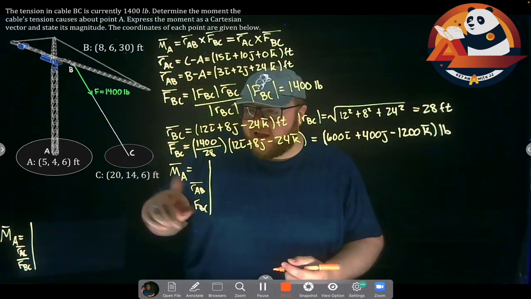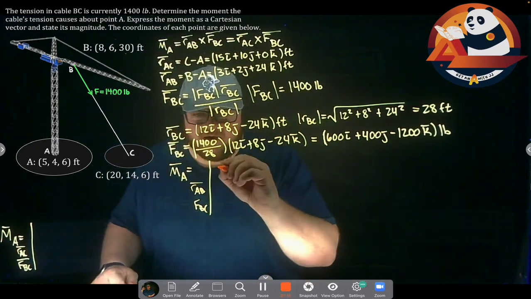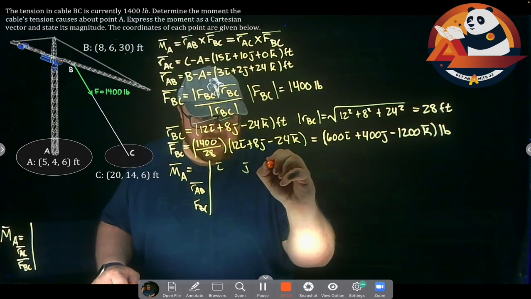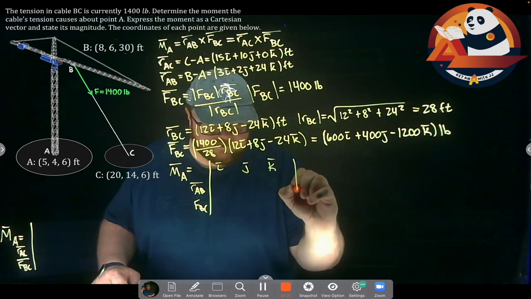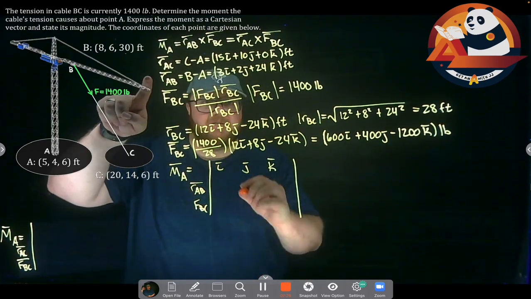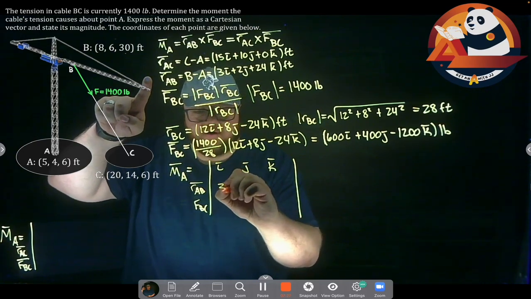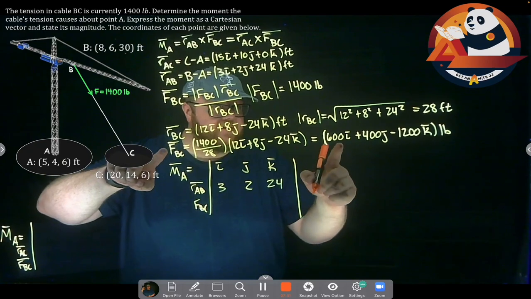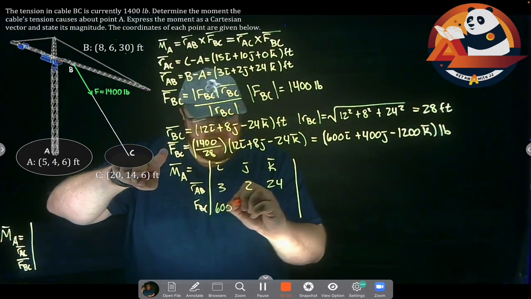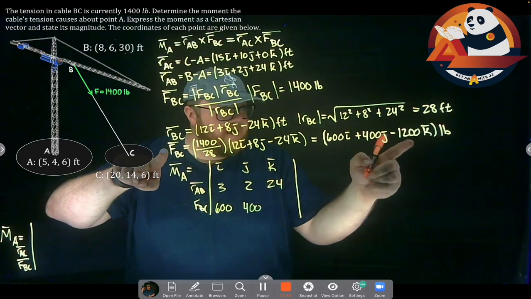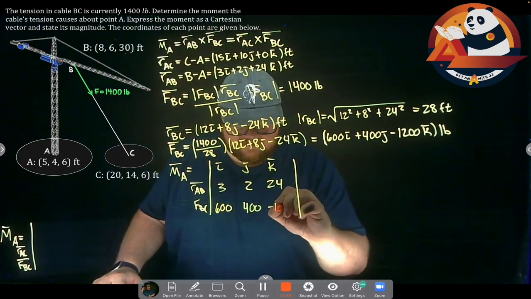But my moment at A, I know my top row, I always just put in I, J, and K. My second row, I'm going to fill in RAB. RAB I got was 3, 2, 24. And my force vector was 600, 400, negative 1,200.